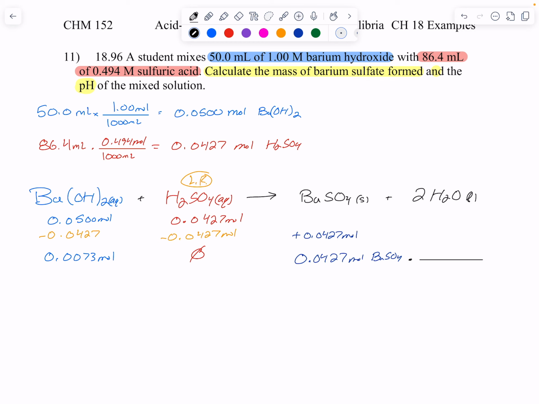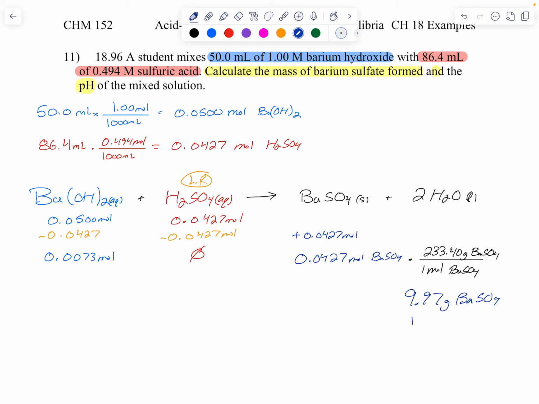How many grams is that? We don't really need to worry about the concentration of this because it's solid. All right, and so 1 mole of barium sulfate, right? Molar masses. Barium is 137.33. And we're adding that to sulfate, 32.07 plus 16 times 4. I get 233.4. So that means I get 9.97. Hopefully you get that too. I think that's what I get. All right, so that is the answer there.